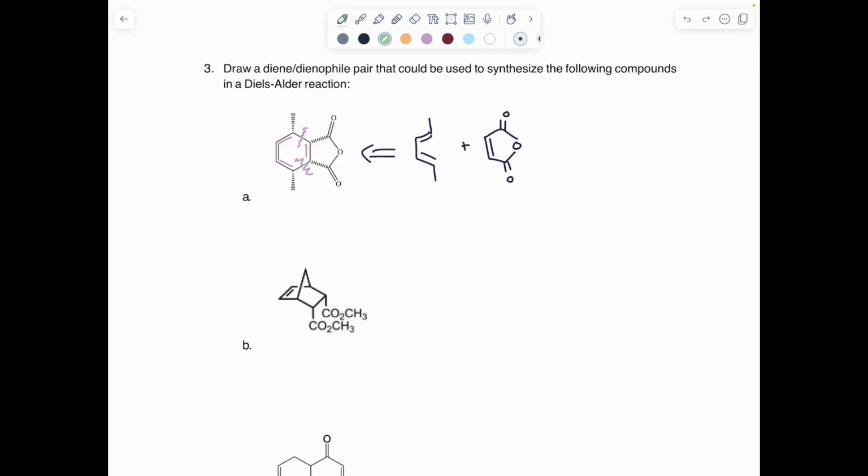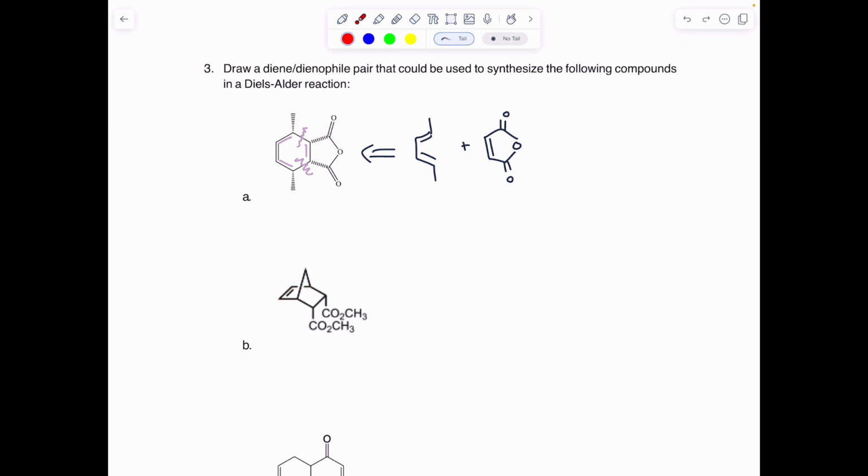For part B, again, we need to identify where the cyclohexene ring is and think about what bonds were formed and what bonds were broken in order to make it. So I can see that there's a 6-membered ring here with that double bond off to the left. So that is our cyclohexene ring. And then because the double bond is here, we know that the original diene would have had a double bond on either side of where the current double bond resides. So again, that's here and here.